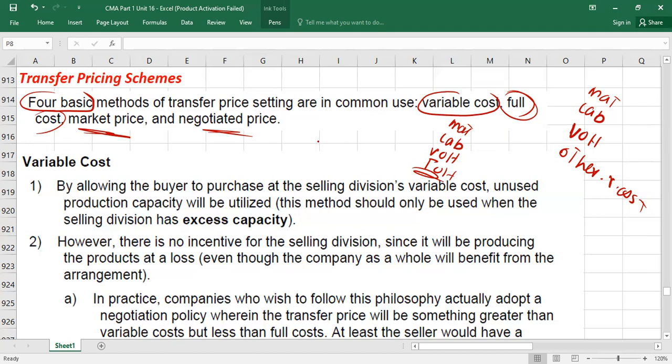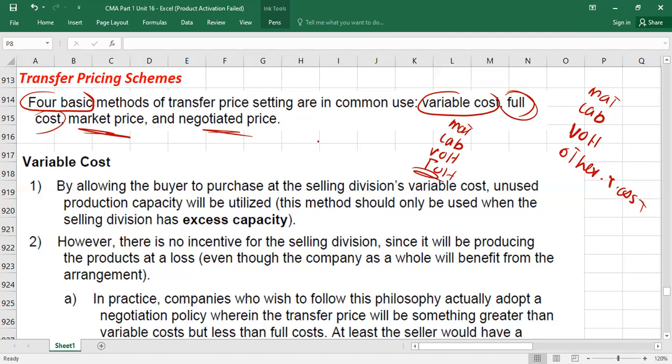First option is which one? Variable cost. Second option is which one? Full cost. Third option is which one? Market price. Transfer price could be a market price also. And the fourth option is negotiated. Negotiated means seller and buyer have to sit and negotiate the price and decide the price by mutual understanding.